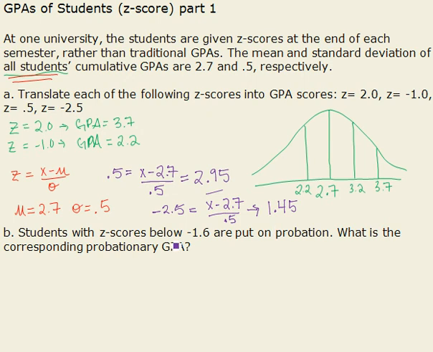Now, students with z-scores below negative 1.6 are put on probation, and they want us to find the GPA. Again, we can use that same formula where we know our z-score is negative 1.6. We're still trying to find that GPA, or x. Subtracting 2.7 and dividing by my standard deviation 0.5. This results in a GPA of 1.9. So students below 1.9 are put on probation.